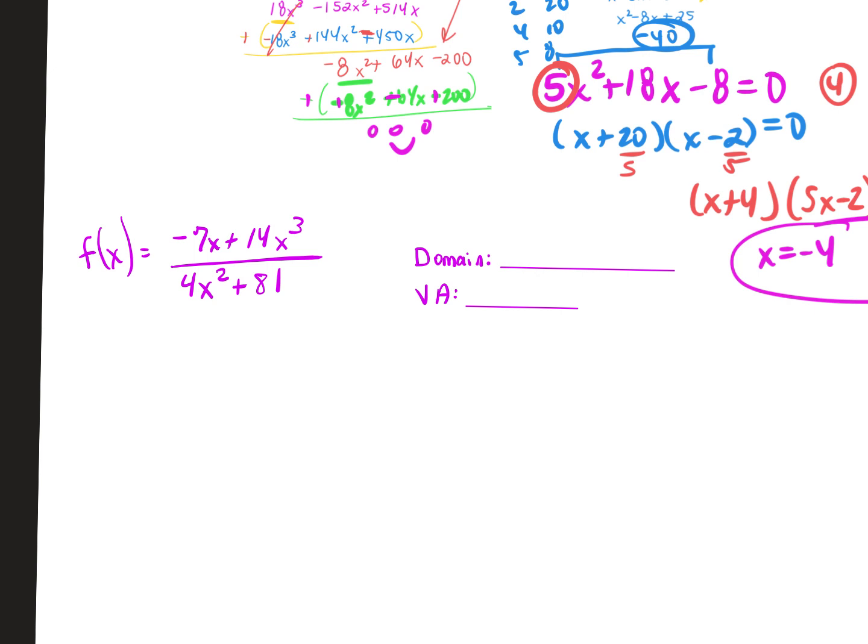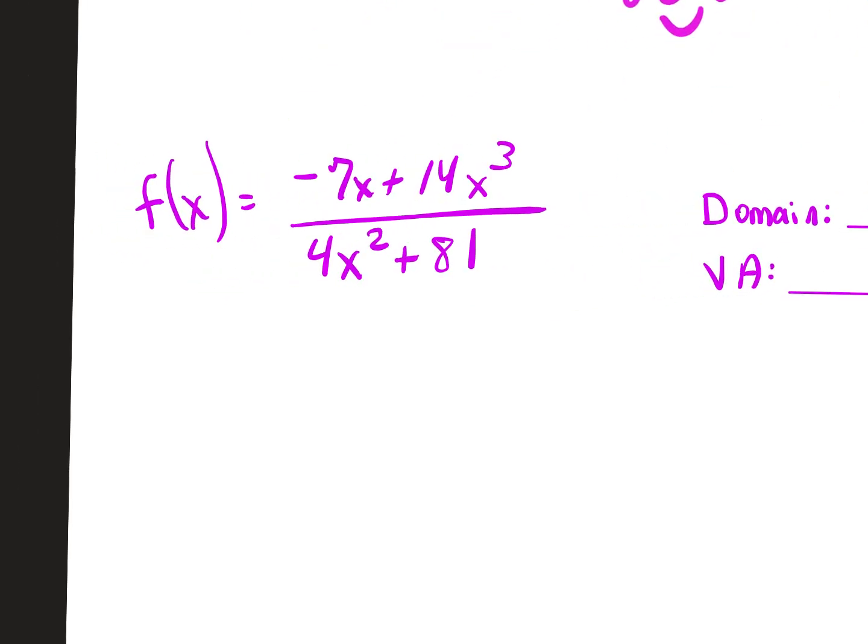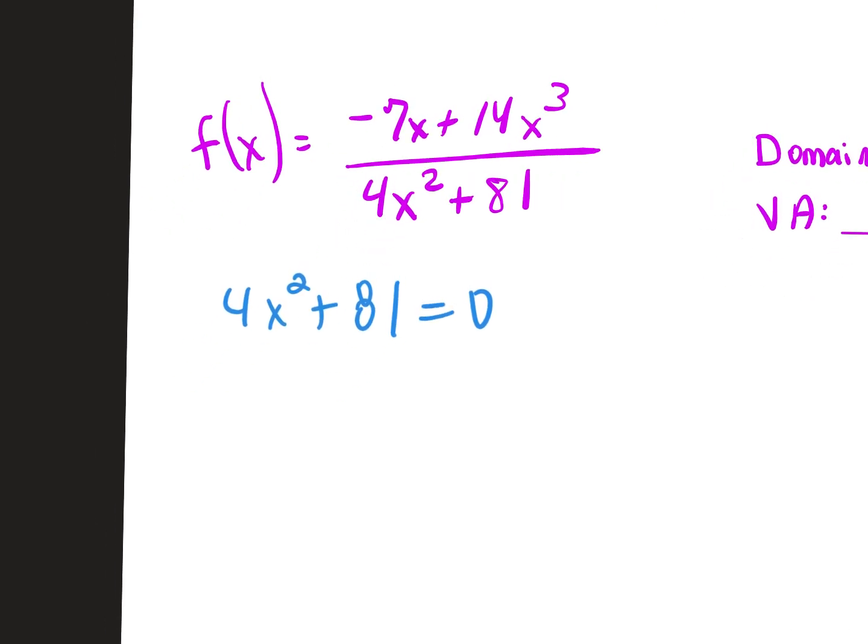So if you're asked a question and it says, what is the domain? Which also goes hand in hand with vertical asymptotes. Where do we look for domain? The denominator. So you're going to set the denominator equal to 0. So 4x squared plus 81 equals 0. All right, so let's go through the process of solving this. I take 81 from both sides. So I have 4x squared equals negative 81.